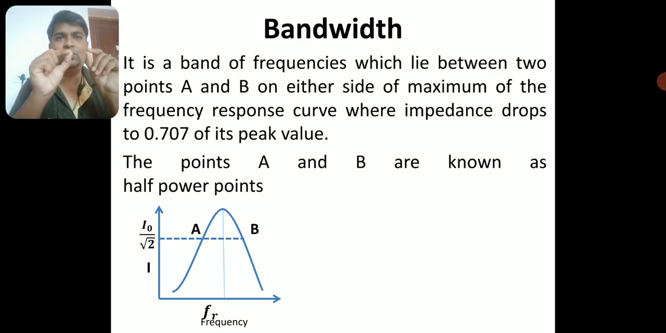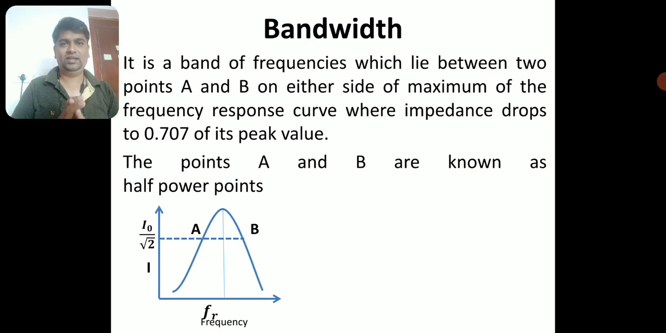We are looking at the 2 points on either side of the maximum frequency, where the response curve drops to 0.707 of its peak value. Look at the peak value. Peak value is I naught. So calculate I naught divided by root 2, which is I naught times 0.707.